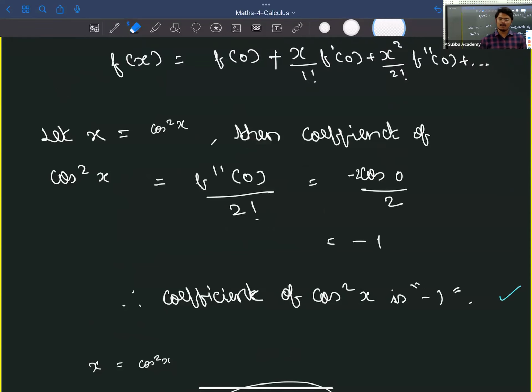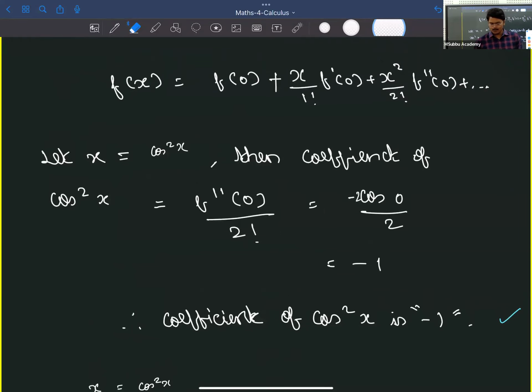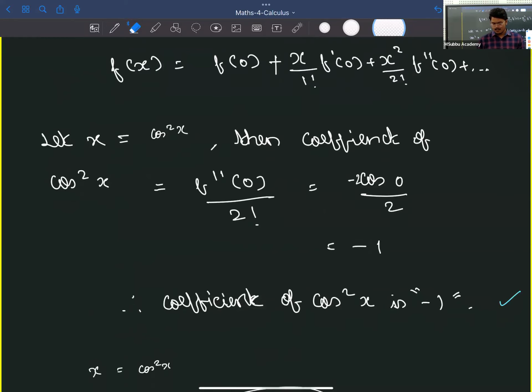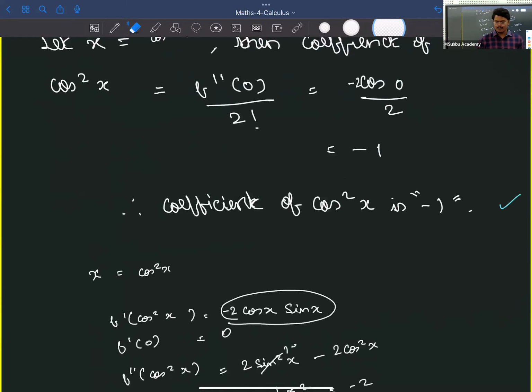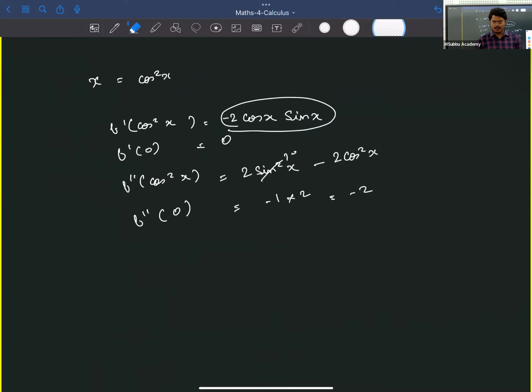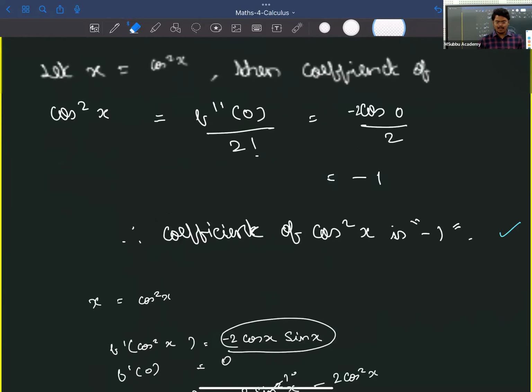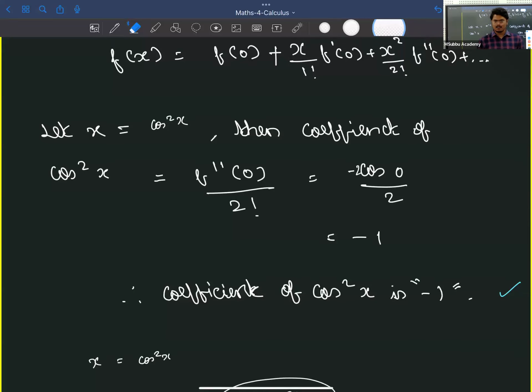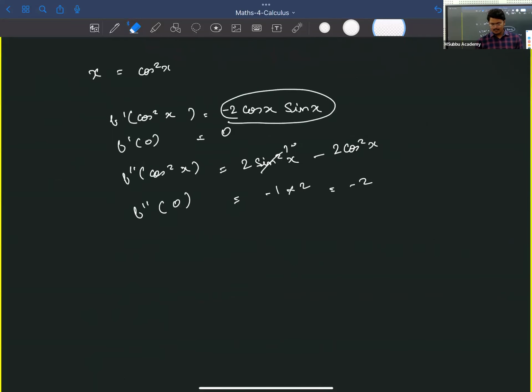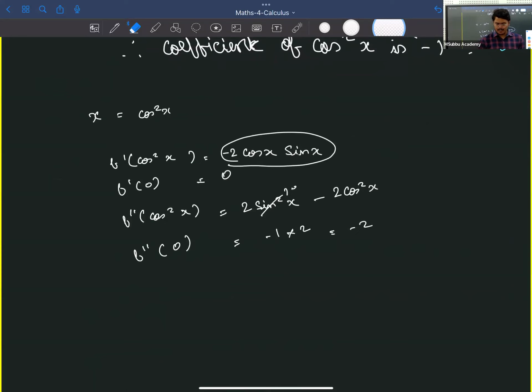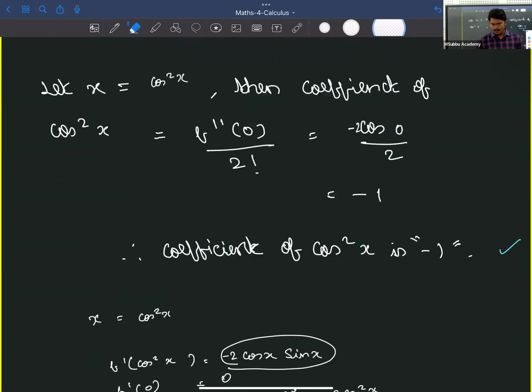Yeah, we can take both methods. See, you can take f of x is equal to cos square x, or f of x is equal to cos x. Okay, so if you take cos square x, the differentiation will be just complex, that's all. So you have to apply the u dash v, uv differential rule, then again find f dash of 0 and f double dash of 0. So to make it easier, I have taken f of x is equal to cos x. So when you take f of x is equal to cos square x, f double dash of 0 we get minus 2. Same thing we have got here.